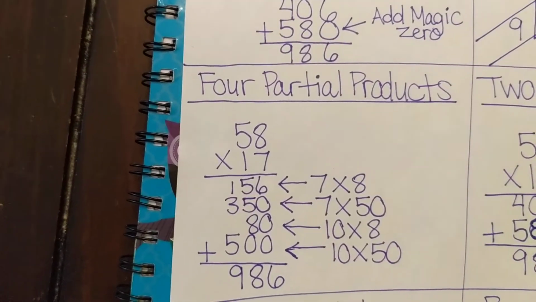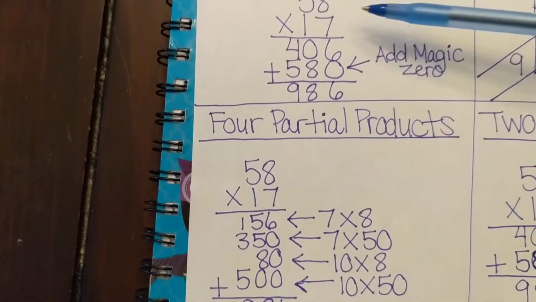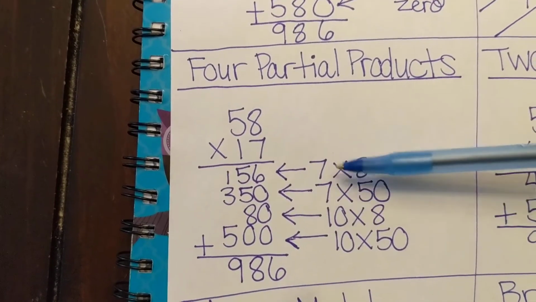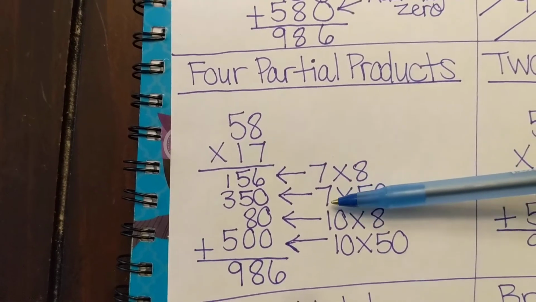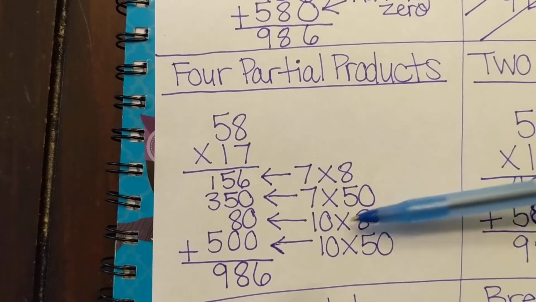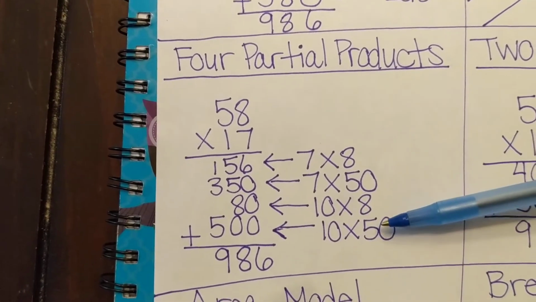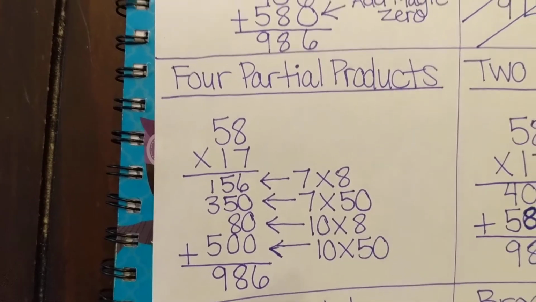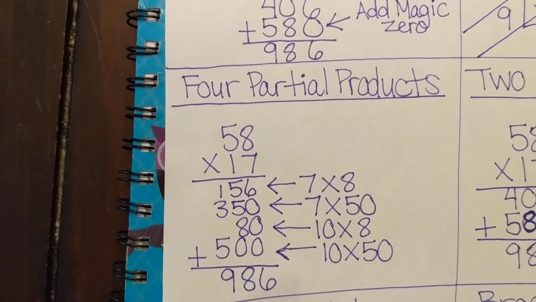That's where we just break it down. We break the standard algorithm into these partial products. So you'll see I do the ones times the ones, the ones times the tens, the tens times the ones, and the tens times the tens. Okay, so it's very similar to standard algorithm, but I do it one step at a time.